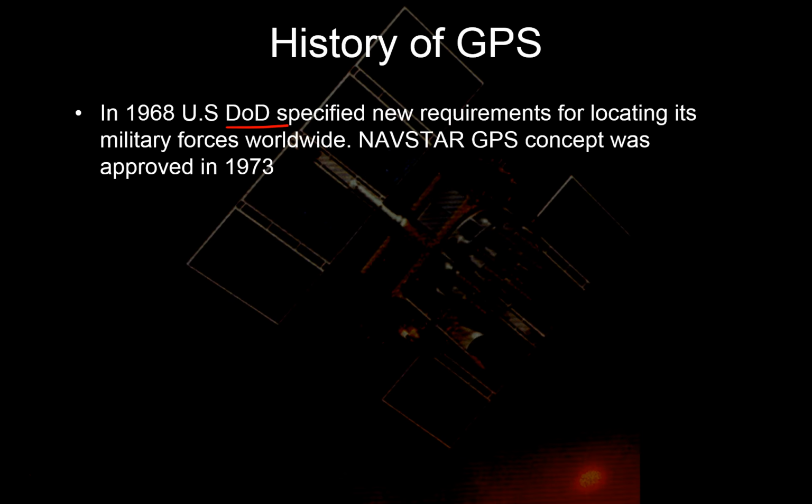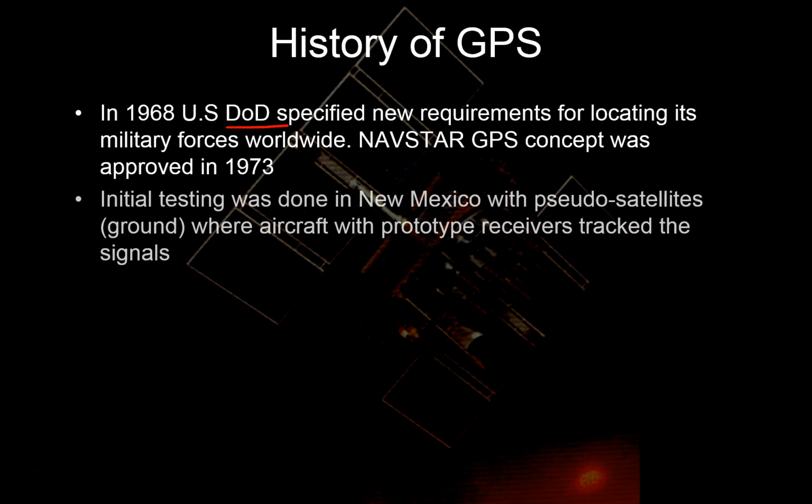Utilized. It was Doppler-based. Maybe in an upcoming section, when we talk about network GPS, we'll do a more exhaustive discussion on Transit and how it worked. Initial testing for GPS was done in New Mexico using pseudo satellites, which were positioned on the ground, where aircraft with prototype receivers were tracked.